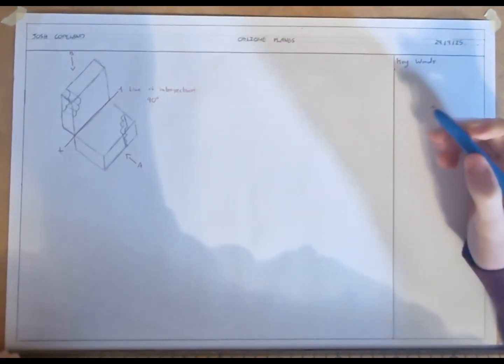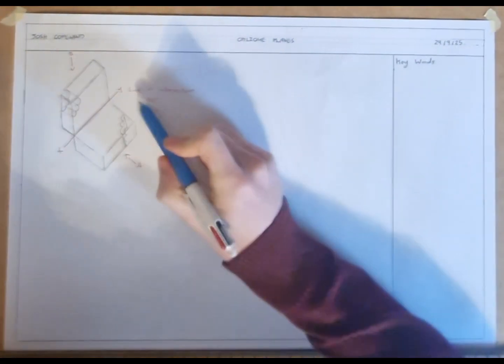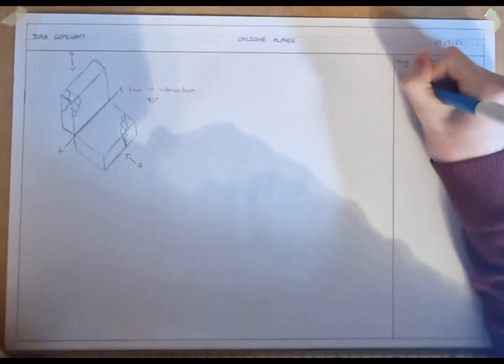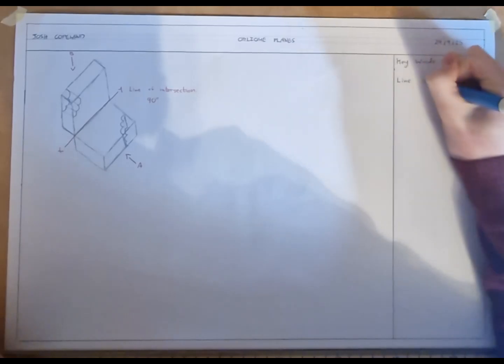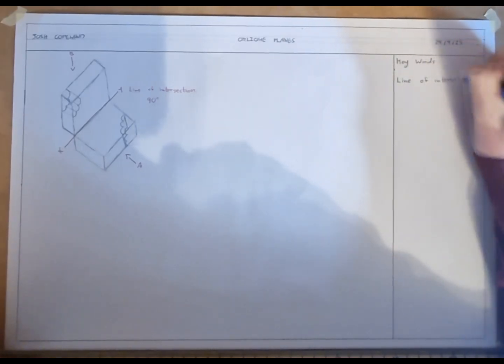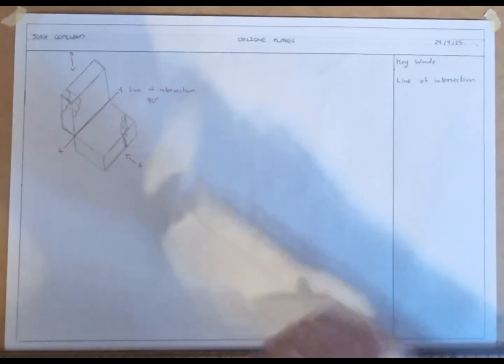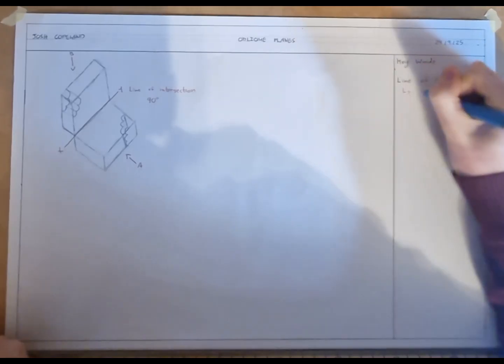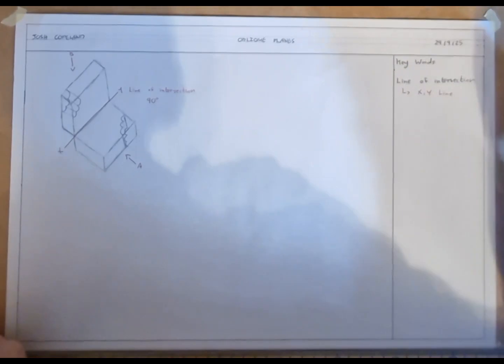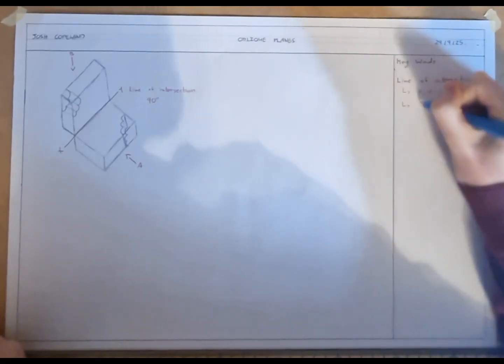And the first keywords we're going to mention is our line of intersection. We're going to write that down over here. So line of intersection. And we know that to be the XY line. And we also know that to be 90 degrees.